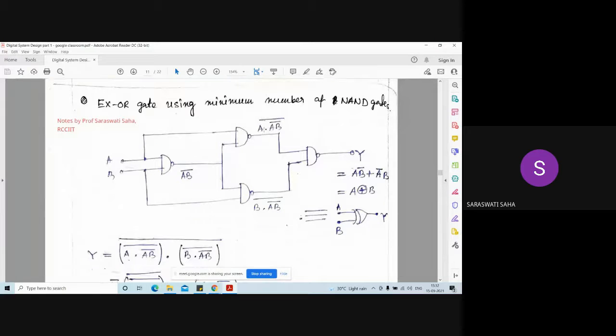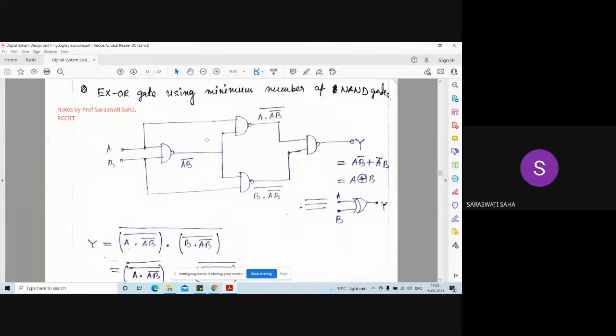Now here is another implementation of the XOR gate using the minimum number of NAND gates. Here we are taking the help of De Morgan's theorem. This is the implementation procedure of the XOR gate using NAND gates, and this is the way of implementation. In this way, we can design the XOR gate using the minimum number of NAND gates.